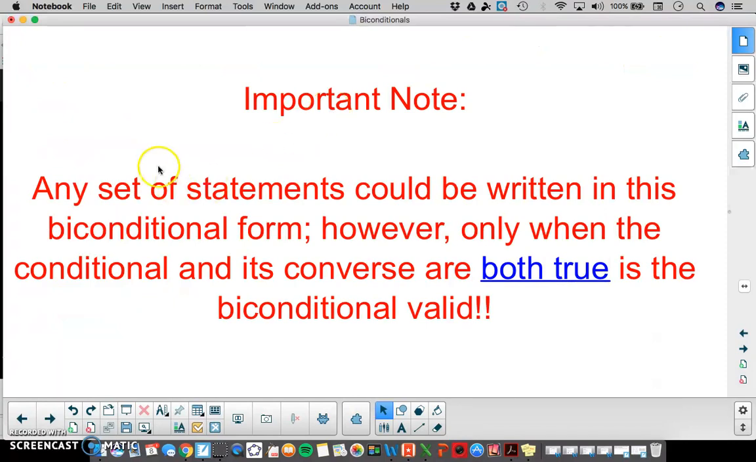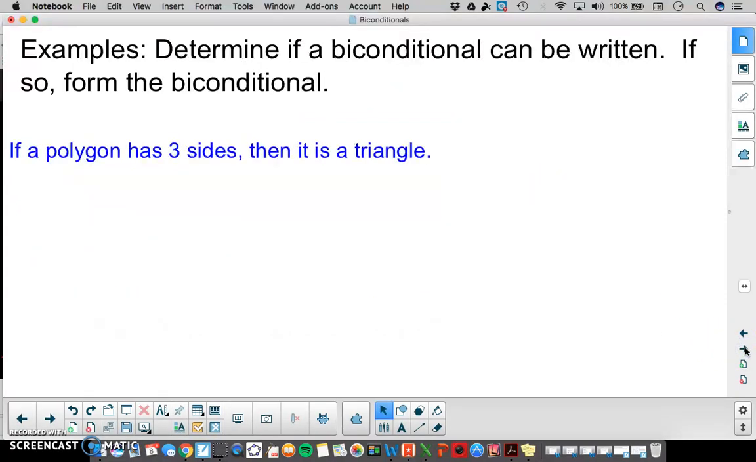So here's an important note. Any set of statements can be written in a certain form. So we could put any two statements together to make a biconditional. However, it's only a true biconditional when both the conditional and its converse are true. That's the only way that you can make a true biconditional. It's the only way the biconditional is valid. So in the next examples, we're going to determine if a biconditional can be written. If so, we're going to form the biconditional.